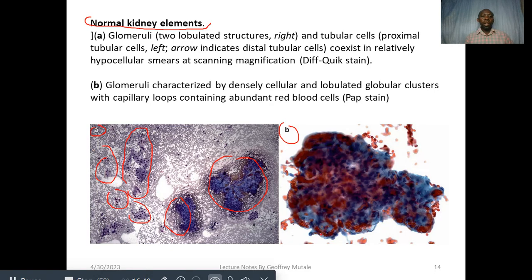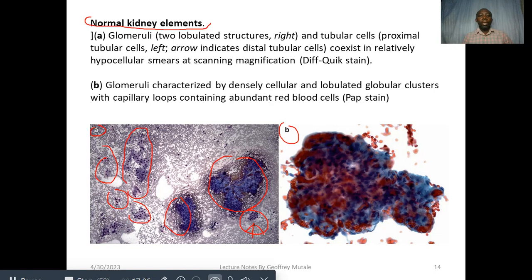And we have even some cells here where the arrow is on the left, pointing down. On the right, where the arrow indicates, we have a small arrow here. Also, these are the cells we are referring to, and these coexist in relatively hypocellular smears at scanning magnification, and this is a Diff-Quik staining technique.